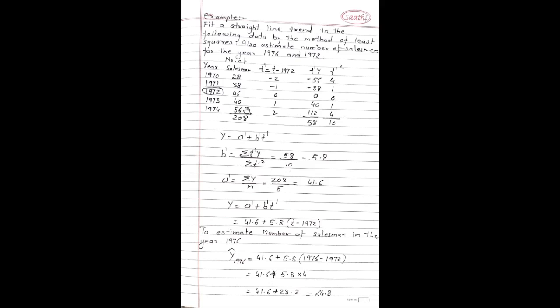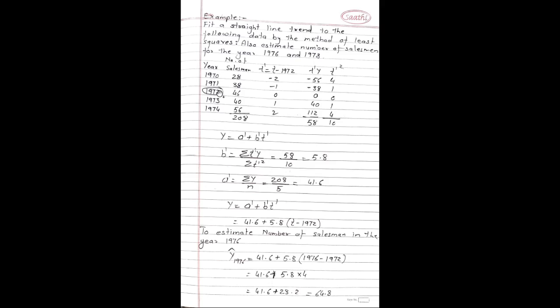As we want to estimate the trend line equation, let the equation be y is equal to a dash plus b dash into t dash. T dash is calculated as t minus 1972, which is nothing but 1970 minus 1972. It becomes minus 2.